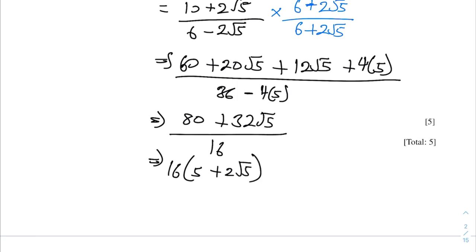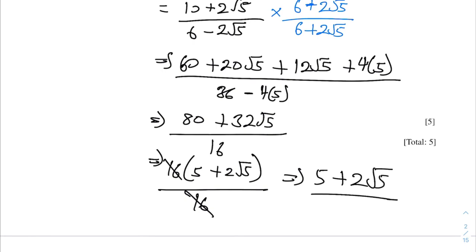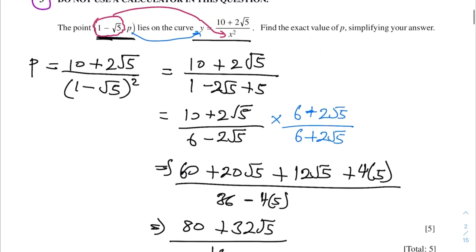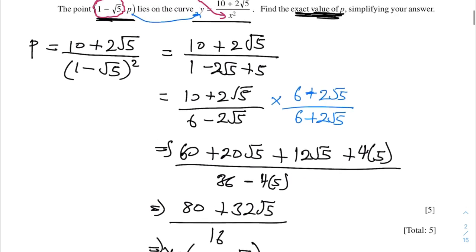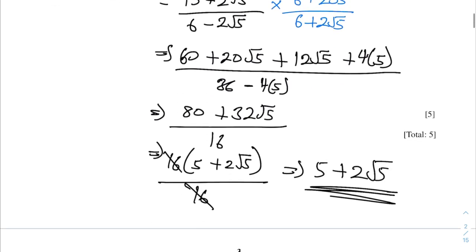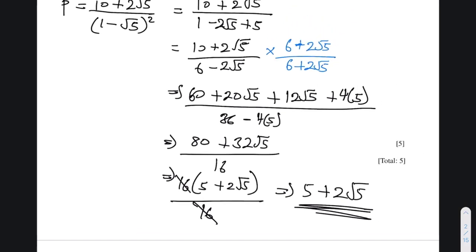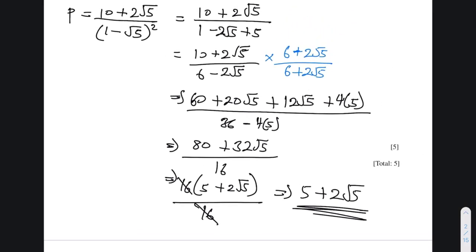Root 5, okay, all over 16. So this and that will cancel out. That leaves me with this answer, because that's what they wanted me to get for P. They said the exact value, so I should simplify my answer. That's why I went through all these necessary steps. Now you don't put it on a calculator, you leave it here, because that is the exact value.